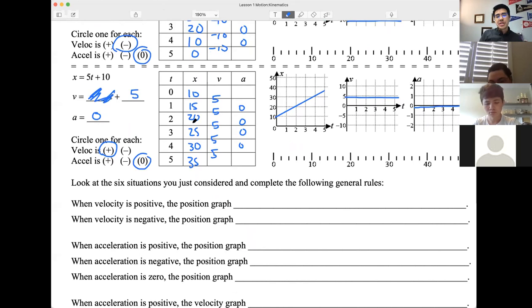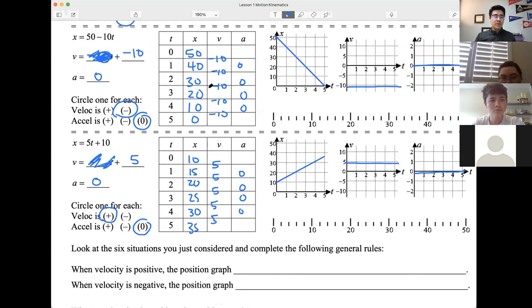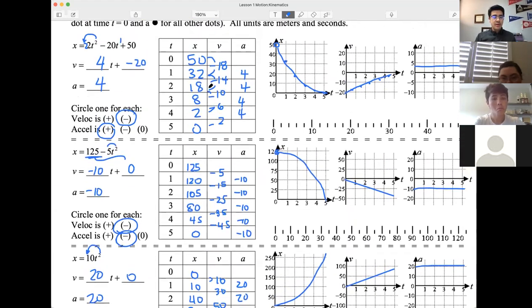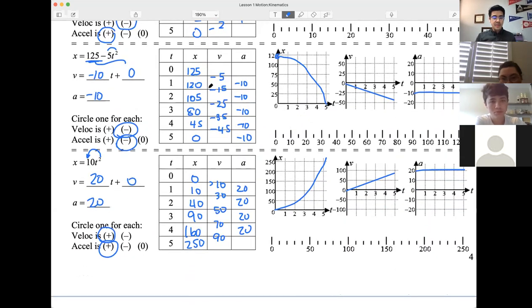Look at the 6 situations you just considered and complete the following general rule. When the velocity graph is positive and the position graph is positive, what's happening? So which one is that one? It's going to be example number 3. What happens when the position and the velocity graphs are both positive? Acceleration is positive too. Sorry, I misread the question. It says when the velocity is positive.